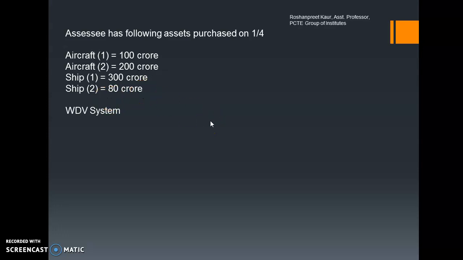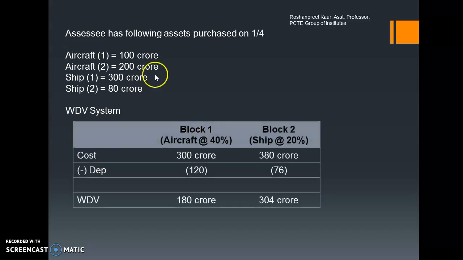Now what the WDV method says is that WDV depreciation is to be charged upon the block of assets. So we will put these aircraft together, which are of one class and upon which the same rate of depreciation is to be charged. If you remember in the previous slide that I showed you, upon aircraft the rate of depreciation is 40%. So this total value is how much? 300 crores. 100 plus 200 is 300 crores. And upon that, 40% depreciation is subtracted. So this is the written down value. After subtracting the depreciation, the value is 180 crores.